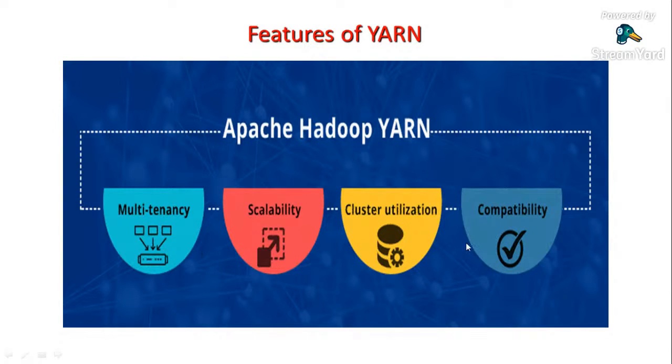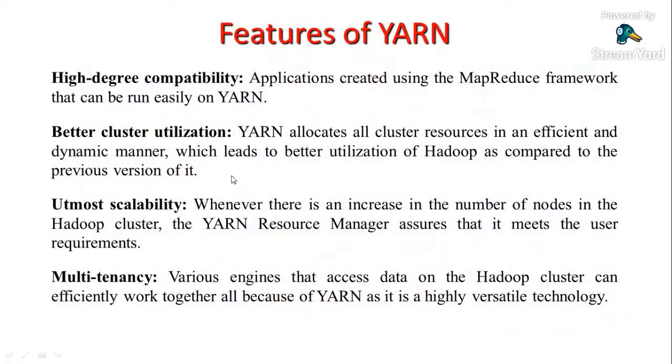Multi-tenancy, scalability, cluster utilization, and compatibility are the special features available in YARN. Multi-tenancy, scalability: I already explained the purpose of scalability. Cluster utilization we also discussed, because various kinds of information, various groups of information, and various kinds of jobs are utilized effectively. Then compatibility, multi-tenancy. So what is the definition of each component, what are the special features available in YARN?